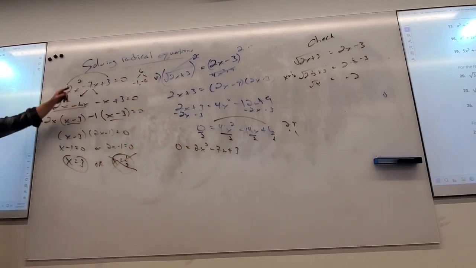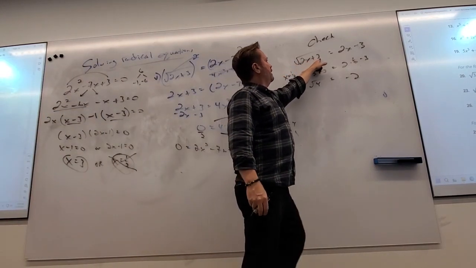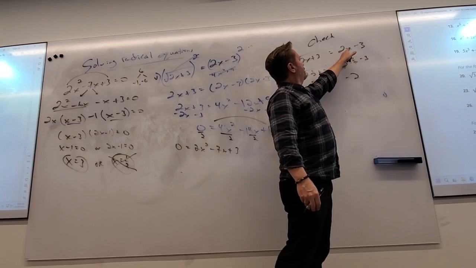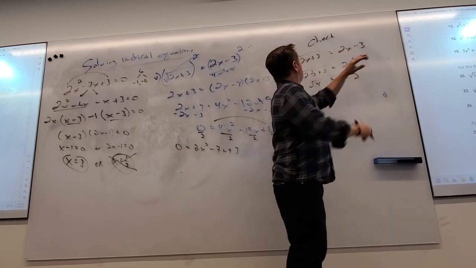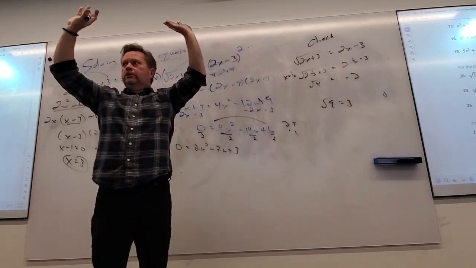But if I plug in 3, I'll get 3 times 2 is 6 plus 3 is 9. 2 times 3 is 6 minus 3 is 3. Oh, and square root of 9 is 3. It'll work. Okay, maybe.